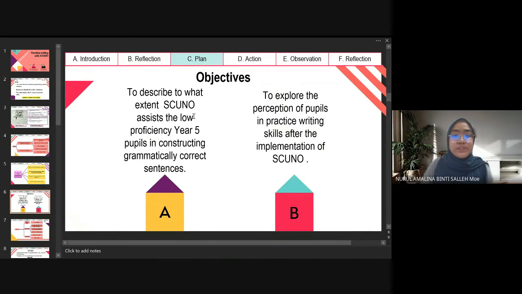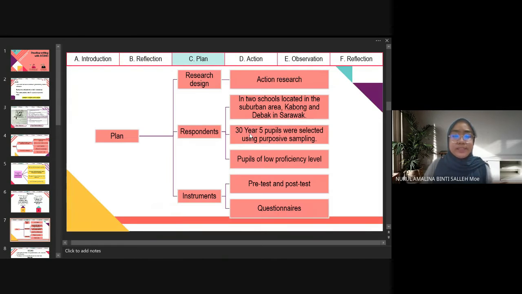These are our objectives for this research. The first one is to describe to what extent Scuno assists the five low proficiency pupils in constructing grammatically correct sentences. And another one is to explore the perception of pupils in practice writing skills after the implementation of Scuno.